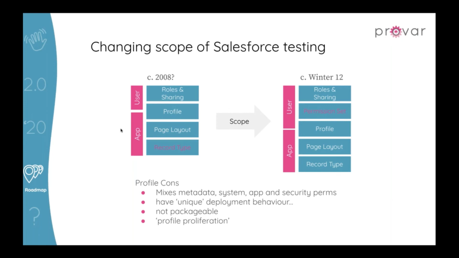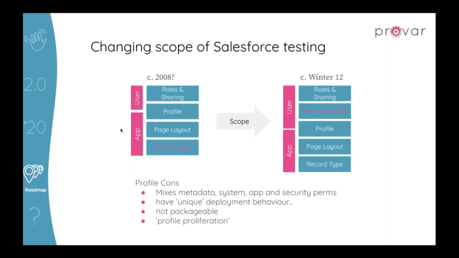When I started using Salesforce in 2008, the combinations we had to test were quite limited. A user had a role and was entitled to see records based on sharing rules as well, and I could test that quite easily. And a user was defined by the combination of their role and their profile.